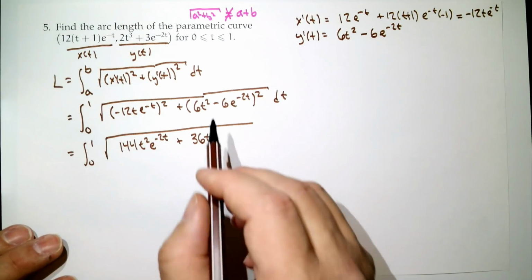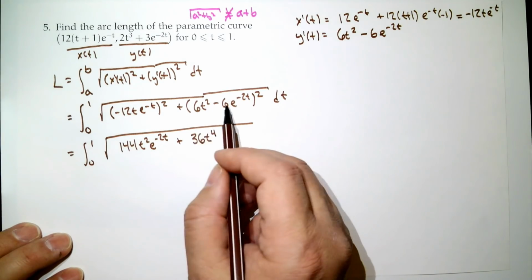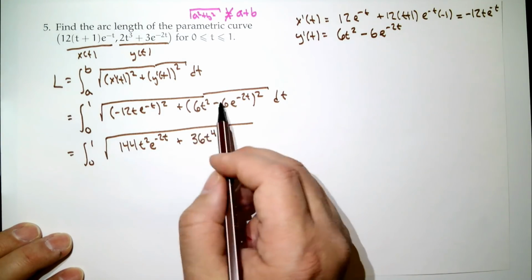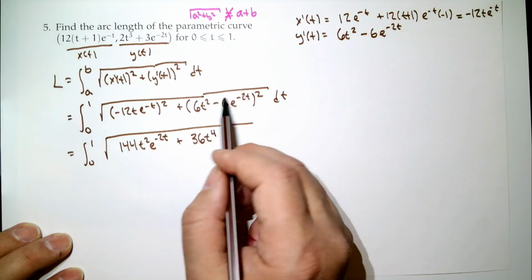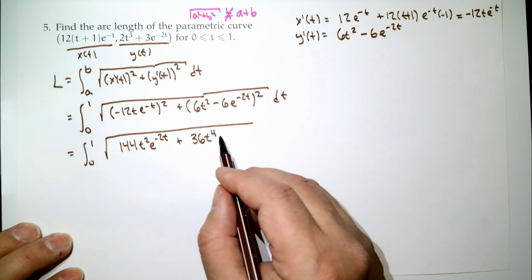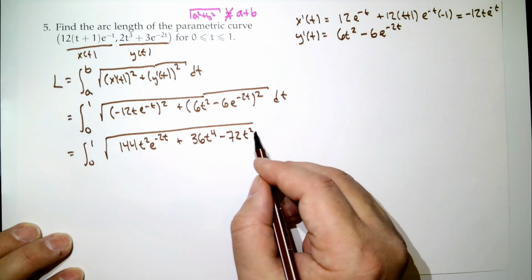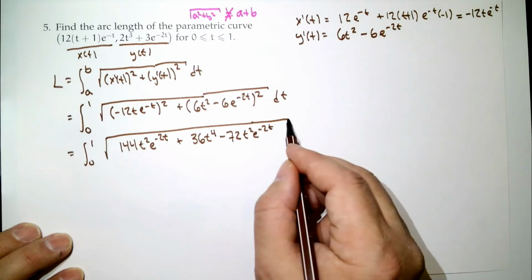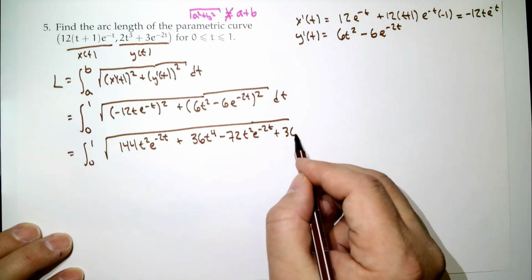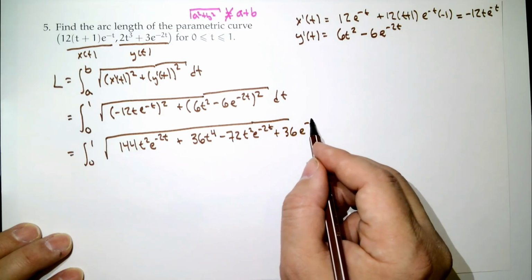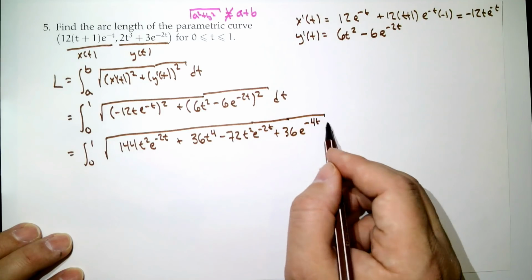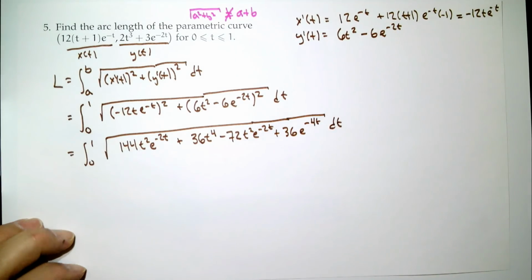Then I have the cross terms. So I'm going to have 2, it's a minus b squared. So a squared, I'm going to have minus 2ab. So that'll become minus 72 t squared e to the minus 2t. Then plus 36 e to the minus 2t squared, which is e to the minus 4t. All right. So when I say nice things should happen, this is where things should happen.